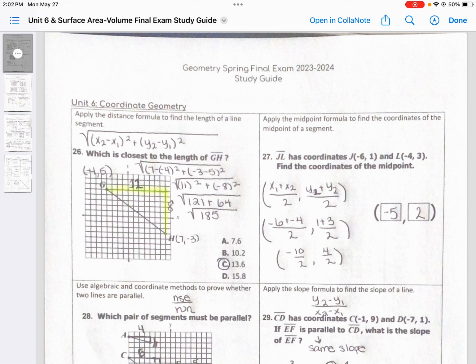I found the difference between my x values, 7 and -4, which is 11. I found the difference in my y values, 5 and -3, which is 8. I squared those numbers, 11 squared plus (-8) squared. Make sure when you have parentheses, you put parentheses in your calculator. -8 squared is different from (-8) squared. 121 plus 64 is the square root of 185, which is 13.6.